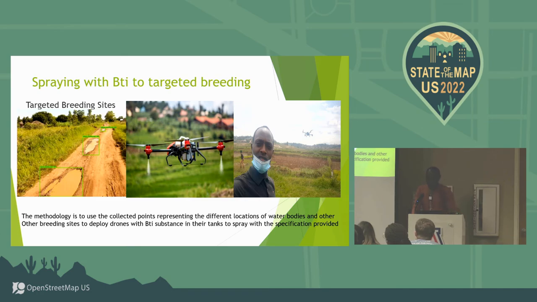So this is how we've been working. When you go to a breeding site, you take the coordinates and you use this type of drone. We've been using two different types of drone. One drone collects the imagery, and you use the imagery to collect information about the breeding sites. Then we take the coordinates and give them to the drone that has the tank with the BTI substance, to go and spray wherever there is a breeding site.